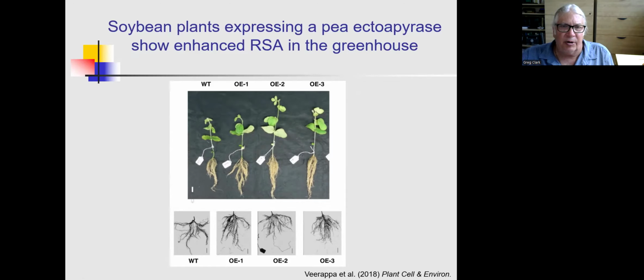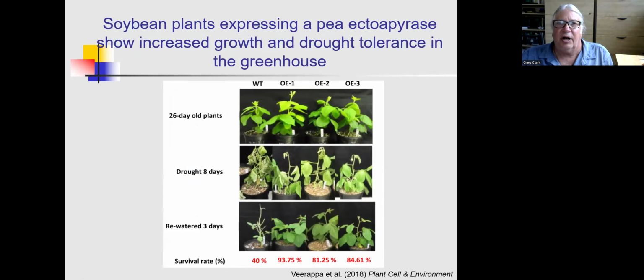This improved root system architecture also extended to increase in density and length of root hairs. And this raised the question of whether our transgenic soybean plants might show drought tolerance. So we designed this experiment to test that question. Here you see 26-day-old soybean plants, wild type, and the three transgenic lines. They were grown well watered for 26 days, and then we withheld water for 8 days, and then rewatered these plants for 3 more days.